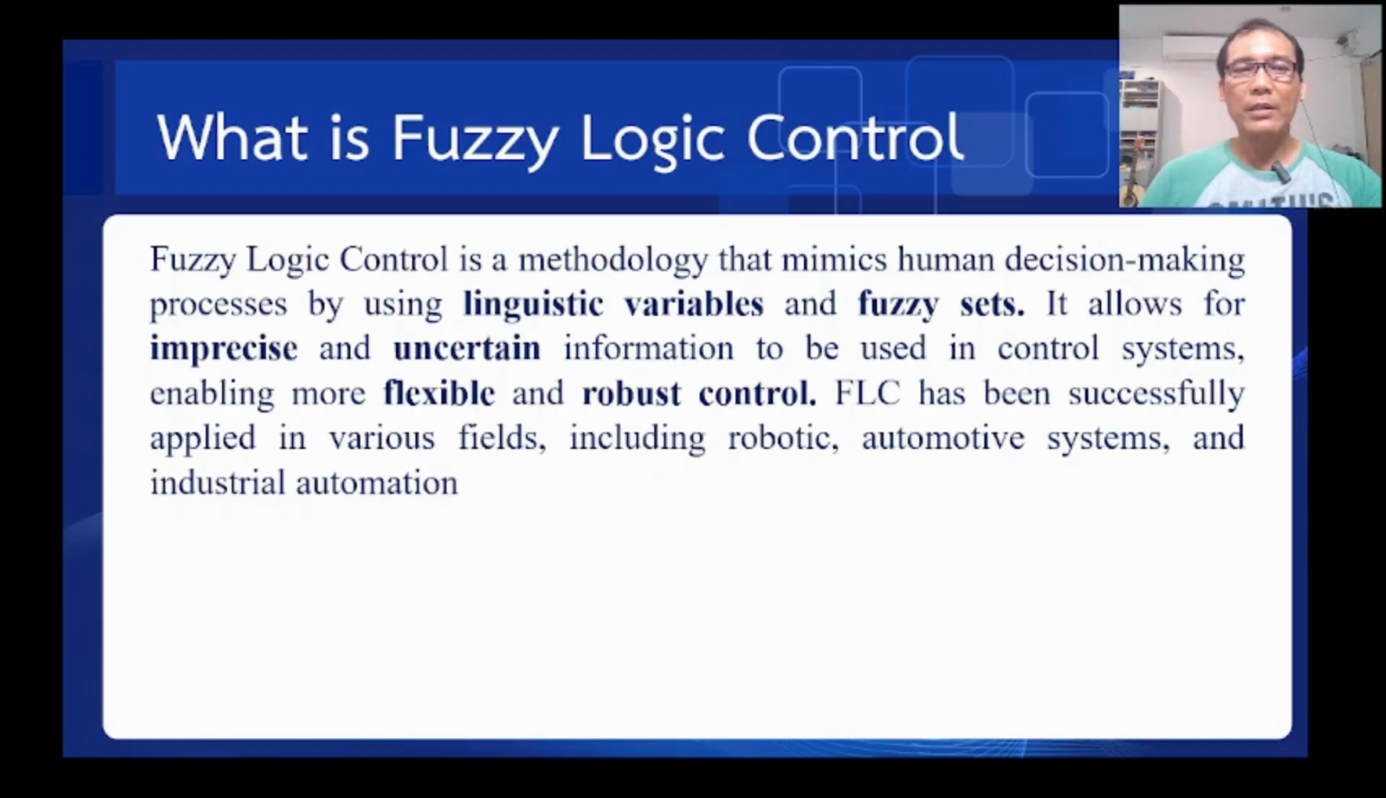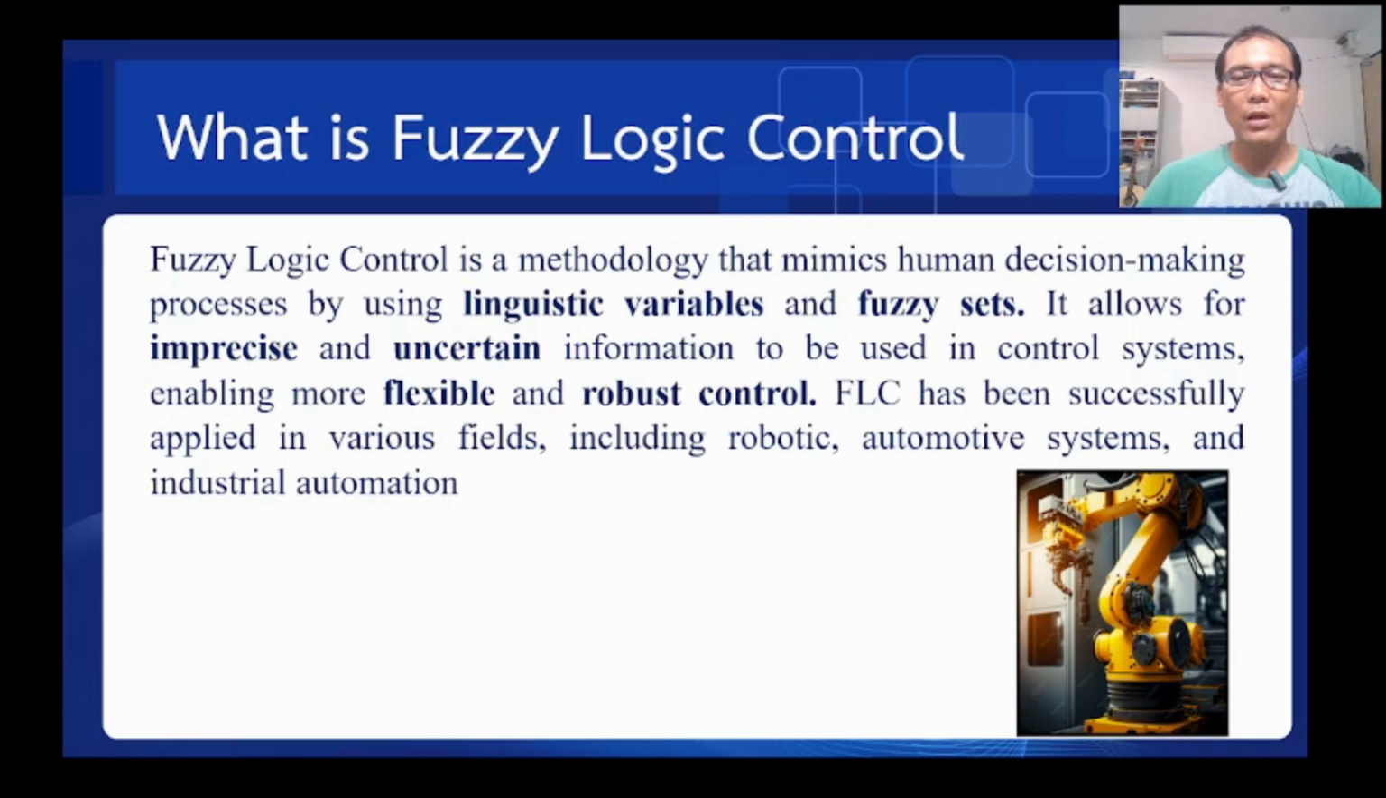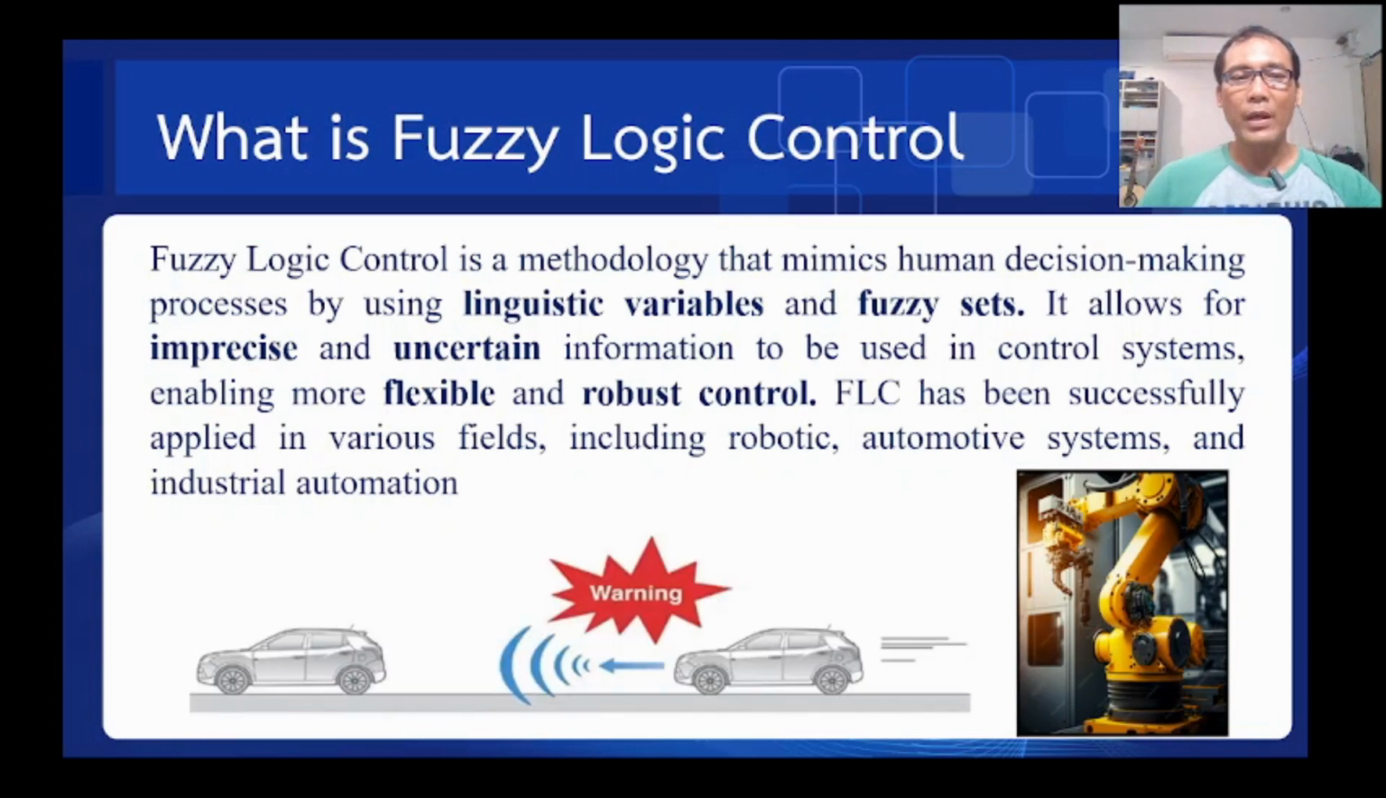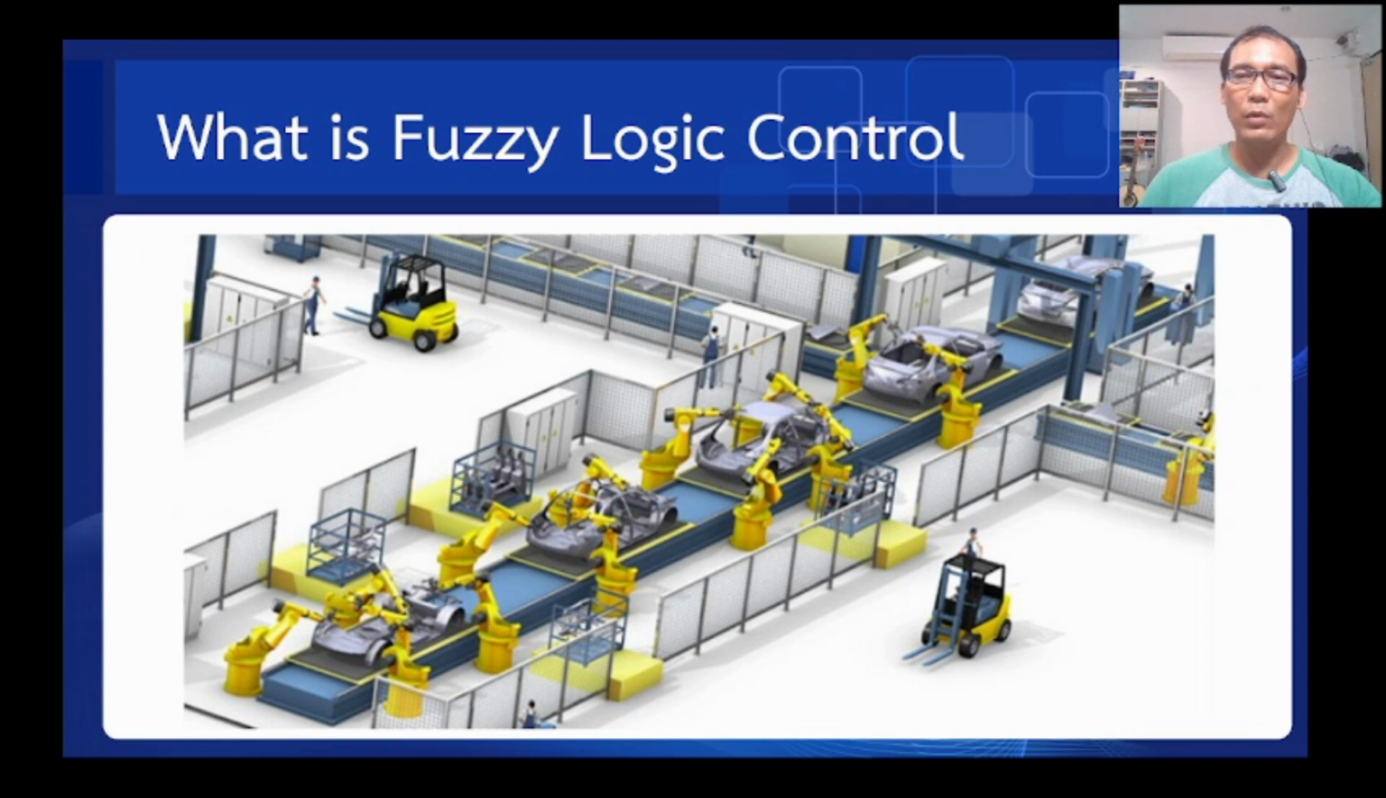Fuzzy logic control is a methodology that mimics human decision-making processes by using linguistic variables and fuzzy sets. It allows imprecise and uncertain information to be used in control systems, enabling more flexible and robust control. FLC has been successfully applied in various fields, including robotics, automotive systems, and industrial automation.